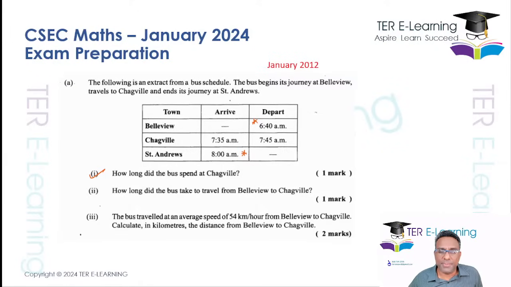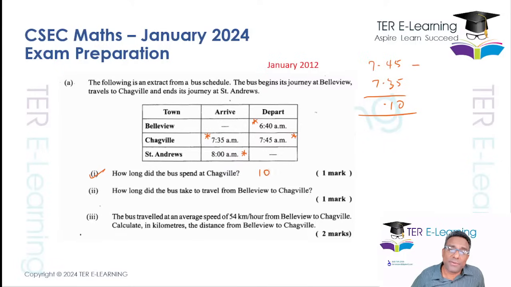So I've seen a lot of people saying the answer is 10 minutes. So look at the time. He arrived at 7:35 and he left at 7:45. So all you're doing here, guys, is 7:45, we need the same AM, so we're good to go, and you're subtracting 7:35. So 4 take away 3 is 1, so therefore it is going to be 10 minutes. That's all, it's 10 minutes.